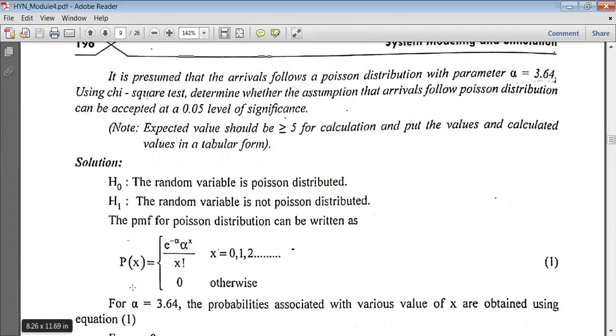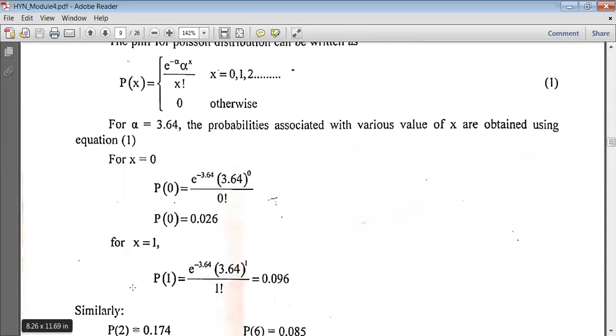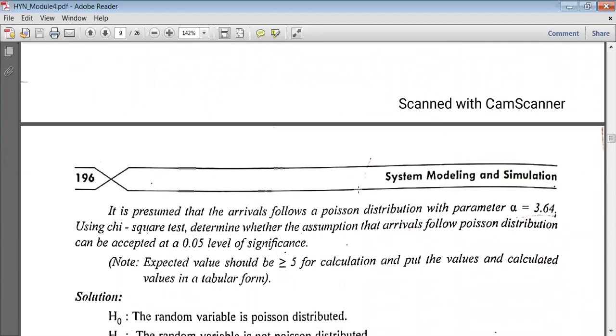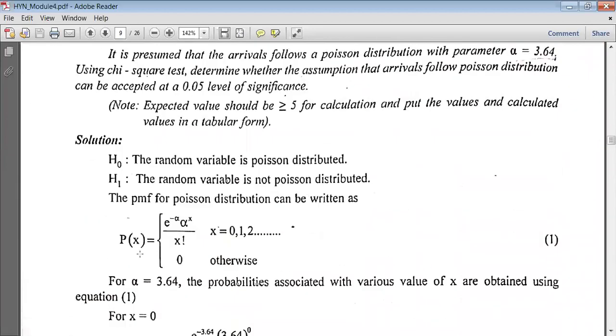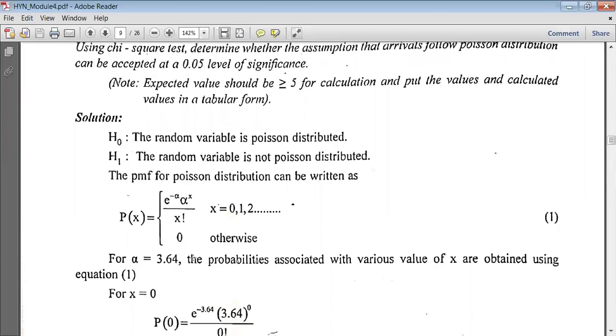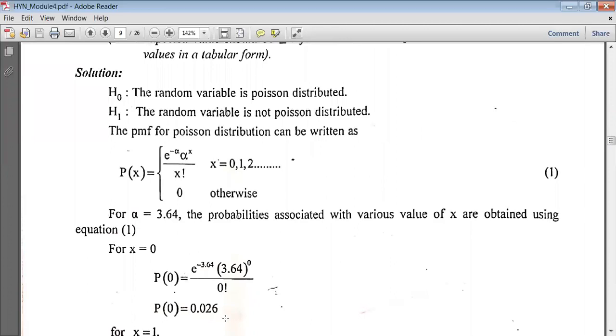So what we have to do is find the probabilities for each and every value. We have the number of arrivals from 0 to 11, so we substitute x values from 0 to 11 and take the alpha value of 3.64. Initially for x equal to 0, we get P of 0 is equal to e to the power of minus 3.64, 3.64 to the power of 0 divided by 0 factorial. Like this, we will get P of 0.